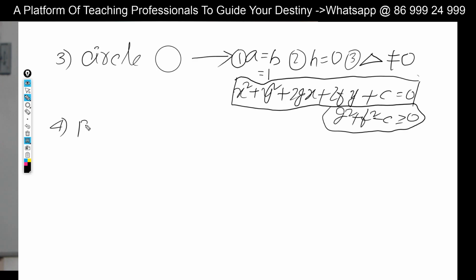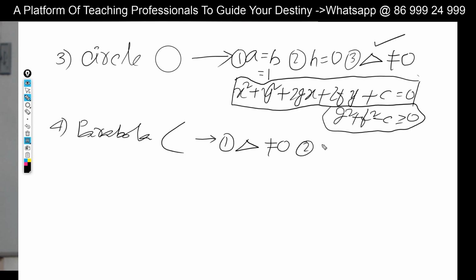Number 4, parabola. For a parabola, number 1, I must write this in the beginning only: delta not equal to 0. What is delta not equal to 0? A handsome guy has beautiful fiancée gone for cinema, determinant. Number 2, your h square is equal to AB, please.